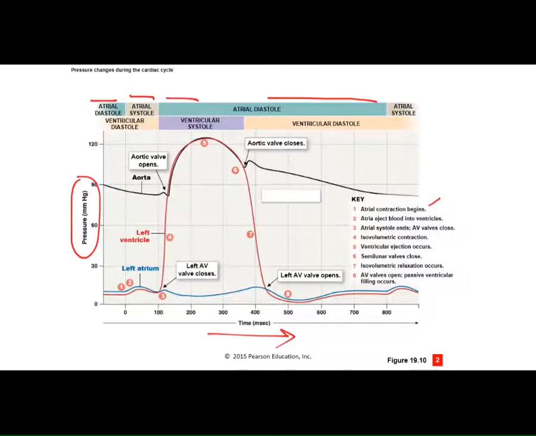So number 1, the atria begin to contract. That's down here. Okay. And then number 2, those atria are going to begin to eject blood into the ventricles. Boy, that doesn't take very much pressure, does it? Okay, so the atria are not very muscular.